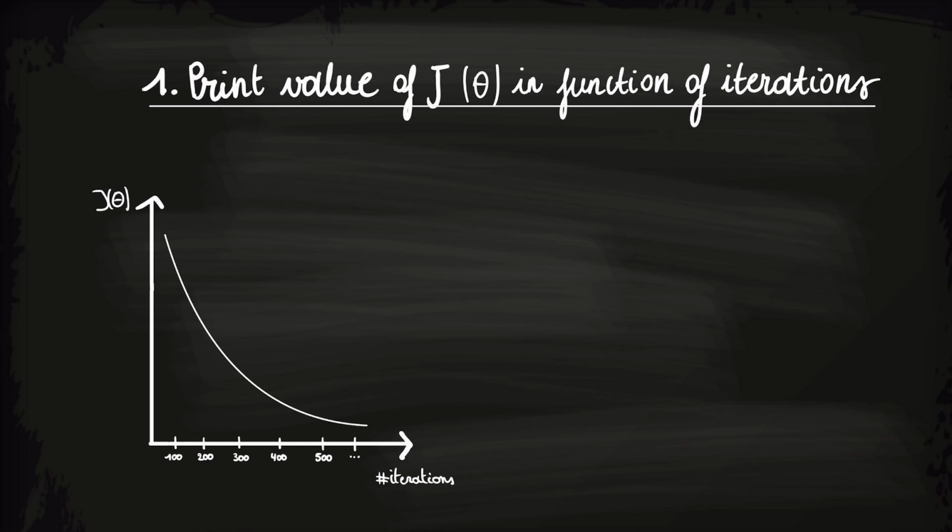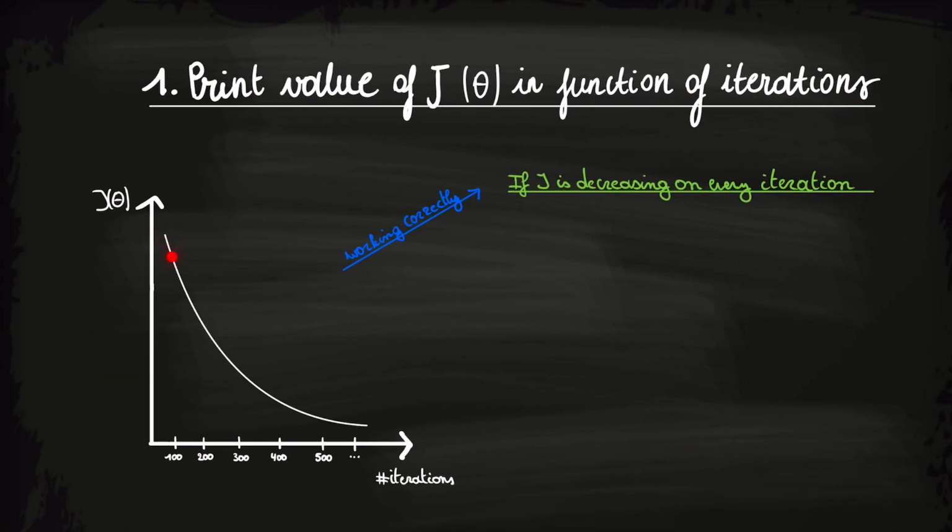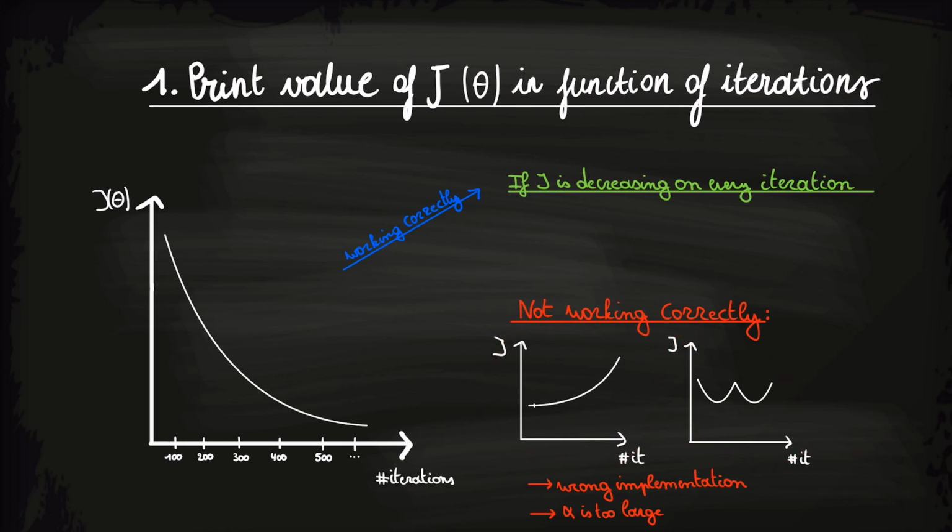First of all, we immediately see if something is wrong. Because we know that gradient descent is working correctly if the value of J decreases on every iteration. So if we see a graph like this or this, we immediately know something is not right. It can be that there is something wrong with your implementation of the gradient descent algorithm, but in most cases, this is the result of the learning rate being too large.